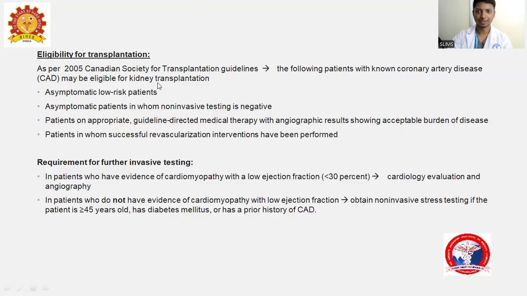They are either asymptomatic low-risk patients, asymptomatic patients in whom non-invasive testing is negative, patients on appropriate guideline-directed medical therapy with angiographic results showing acceptable burden of disease, or patients in whom successful revascularization interventions have been performed. Further invasive testing is required in patients who have strong evidence of cardiomyopathy with a low ejection fraction of less than 30%: cardiology evaluation and angiography. Patients who do not have evidence of cardiomyopathy or low ejection fraction should obtain non-invasive testing if the patient is more than 45 years old and has diabetes mellitus or has a prior history of CAD.